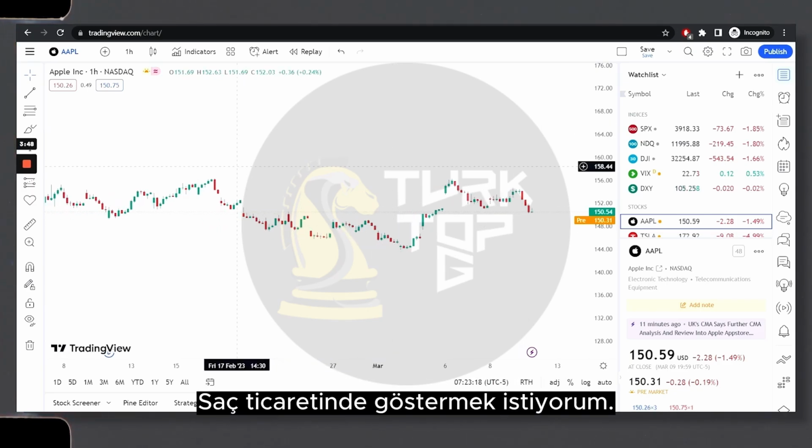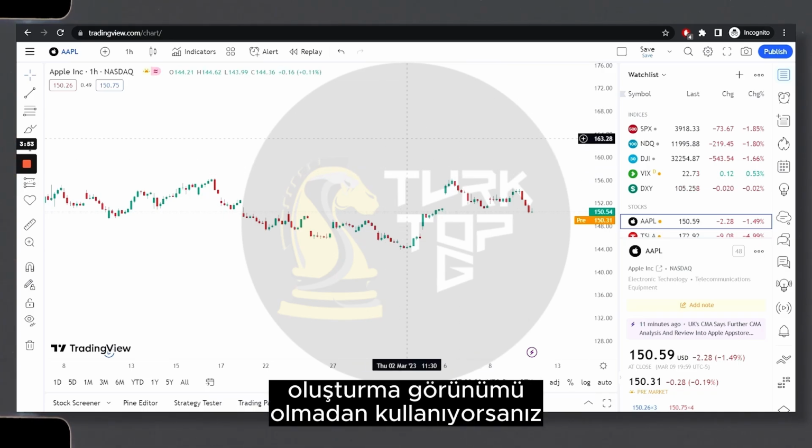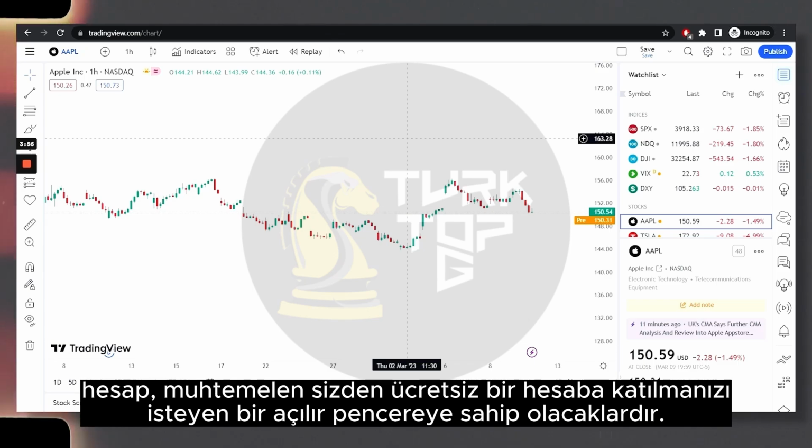So that's about it that I want to show on TradingView here. Now I'm going to move to my chart, because if you're using TradingView without having an account, they will probably have a pop-up soon asking you to join a free account.